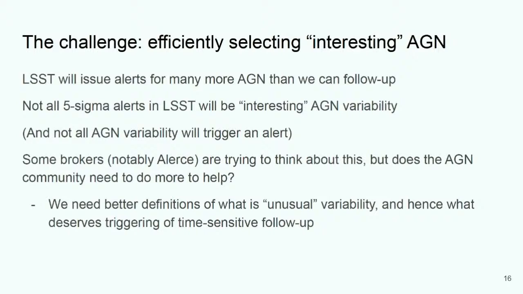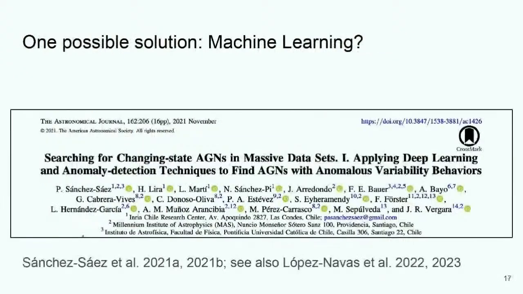I know LSST is already thinking about this, and I think as a collaboration, it'd be good to talk more with the brokers and understand what their classifiers are going to be for the alerts, but also think about what input we can be providing as a collaboration to help them refine those classifiers. So I appreciate this as a talk with more questions than answers, perhaps.